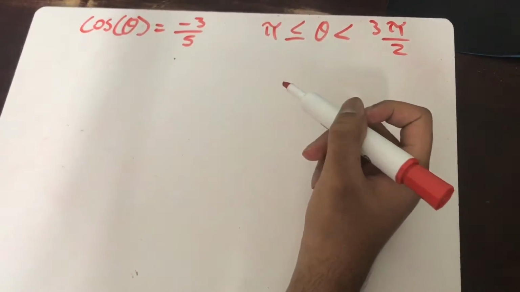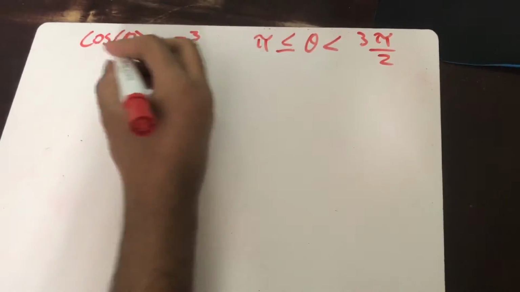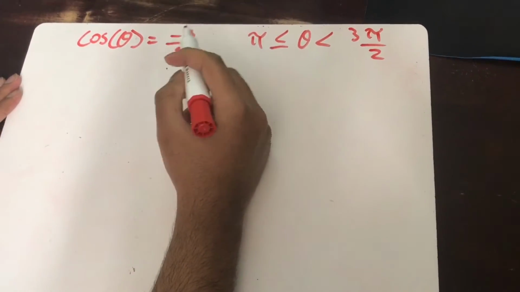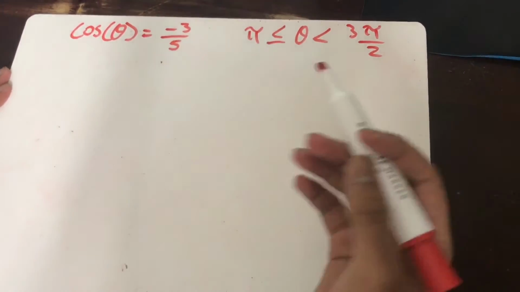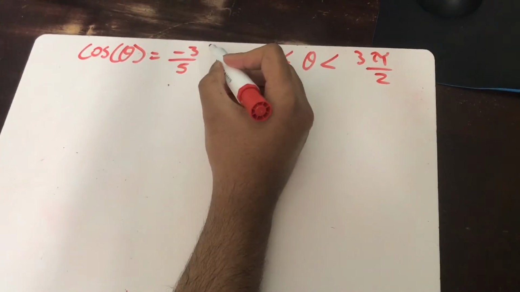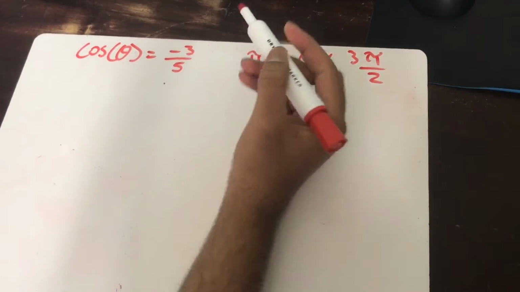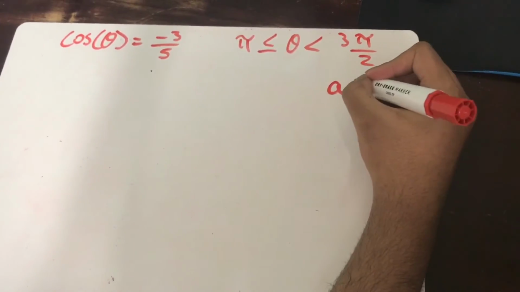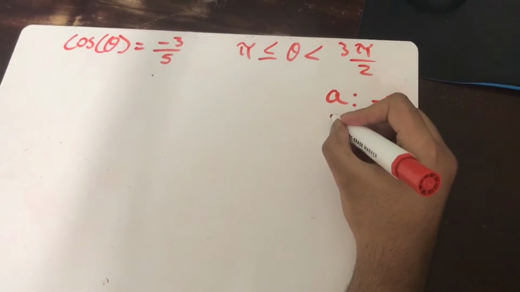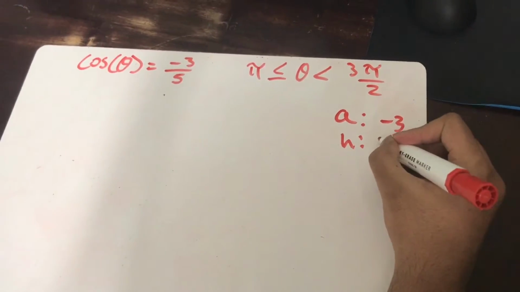So this is my third equation, and let's get started. So we can see cosine of theta is equal to negative 3 over 5. And according to SOHCAHTOA, we know that negative 3 is going to be the adjacent, and then 5 is going to be the hypotenuse. So I'm going to write it over here. Adjacent is negative 3, and the hypotenuse, which is h, is going to be 5.